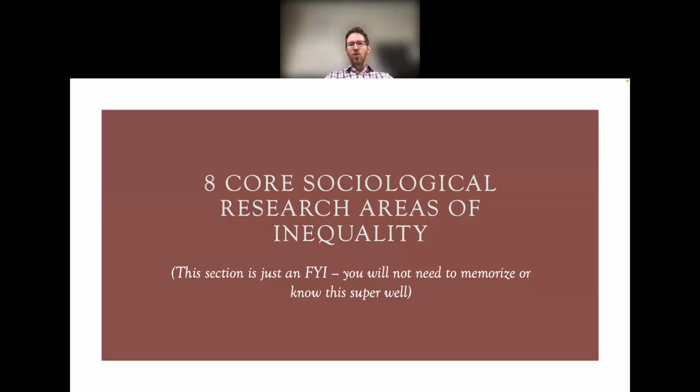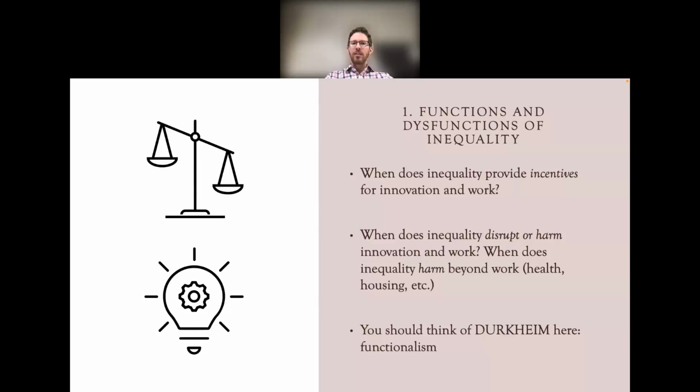Sociologists look at 8 core areas in questions of inequality. We'll go through these pretty quickly. First, how does inequality function, or how does it create dysfunction? When does it provide incentives for innovation and work? This is a common defense of American inequality today: if there was no inequality, would people work hard enough to get to the top? Or does inequality disrupt or harm innovation? If we made it more equal, would there be more innovation?